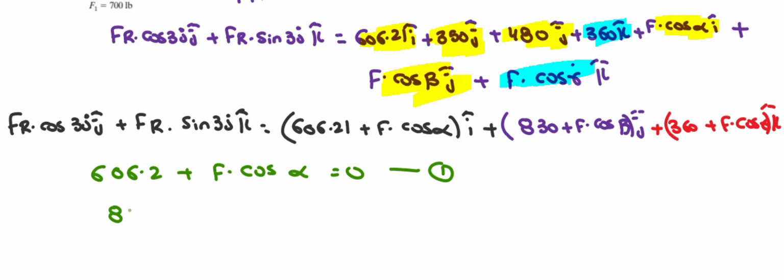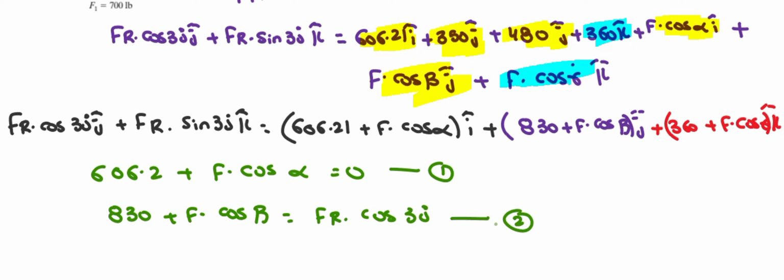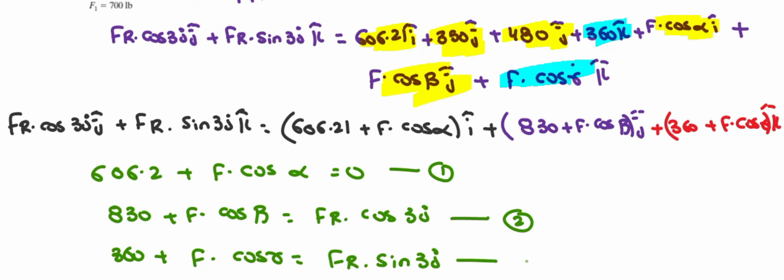Similarly, 830 with positive sign F dot cos beta, which is equal to Fr dot cos 30 degree. That is called equation number 2. And lastly, 360 with positive F dot cos gamma, which is equal to Fr dot sine 30 degree. Let's call this equation number 3.